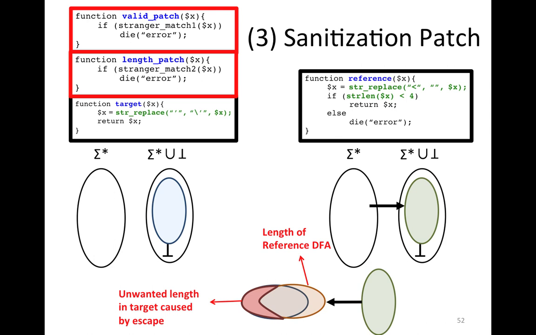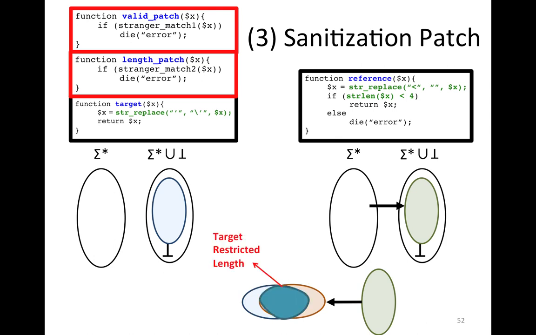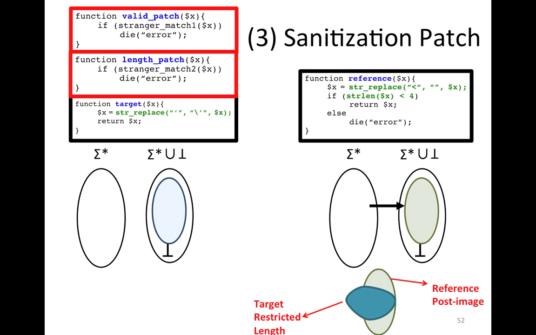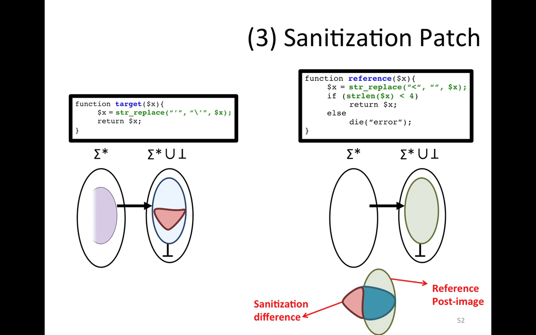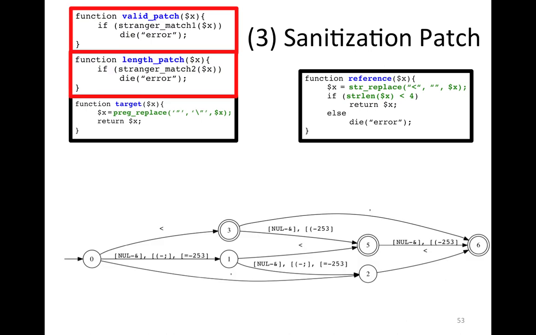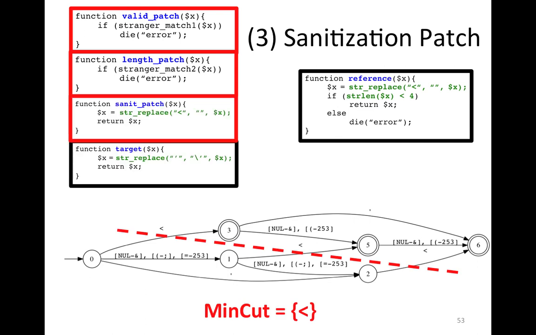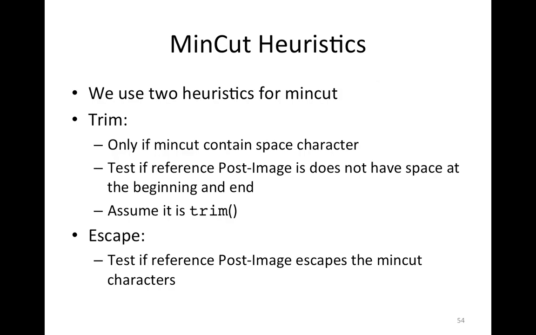the last problem. Given the same computation that we did before, we take the restricted set, the restricted length. So they have the same length, but they may have different strings. For example, we don't have the less than here, and we are going to remove this sanitization difference by getting the pre-image and then doing the min cut, which we have seen in the previous video. And this is basically the new function. This is the new stronger function that is an acceptable function, and it patches the difference between the target and the reference.